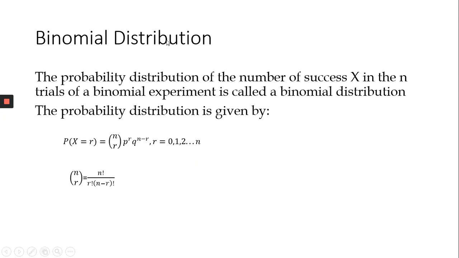Now, what is a binomial distribution? The probability distribution of the number of successes x in the n trials of a binomial experiment is called a binomial distribution. A binomial distribution is actually a function for generating probabilities. So you can see the probability distribution is given by this. What it means is probability x equal to a certain number.